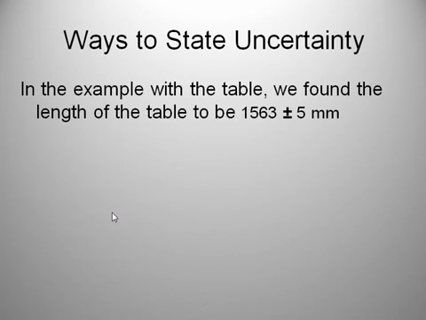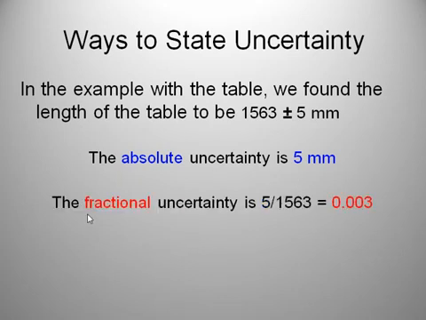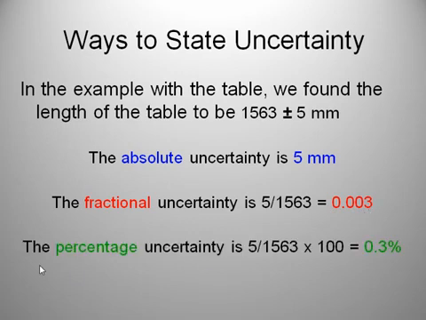Okay, let's talk about ways you can state uncertainty. So remember we did the length of the table. We found the length to be 1563 millimeters plus or minus 5 millimeters. So we can say the absolute uncertainty is our 5 millimeters. We can also say that the fractional uncertainty is we take the 5 divided by our value here, and we get this fraction, or decimal, 3 over 1,000. The percentage uncertainty is you just multiply this fraction by 100, so we get 0.3% as our percentage uncertainty.